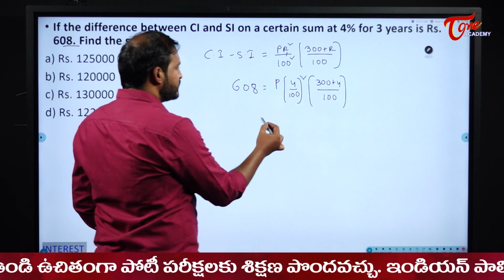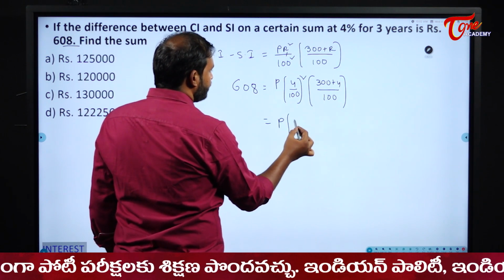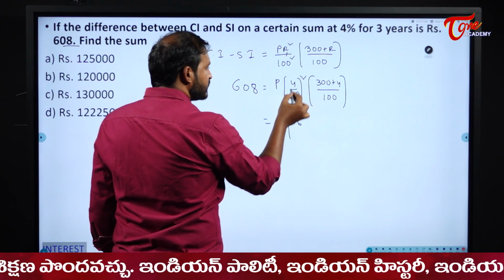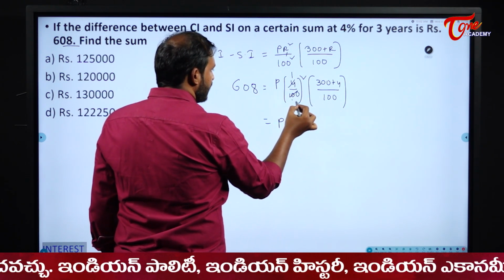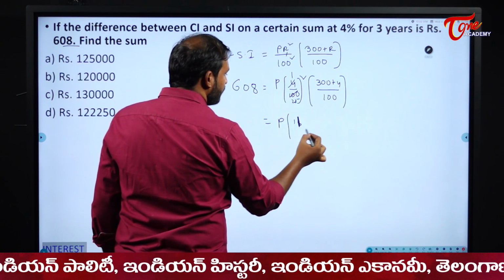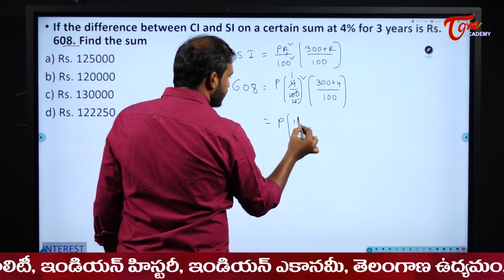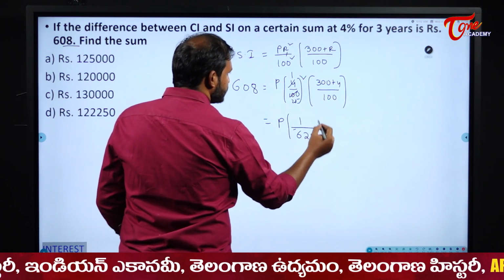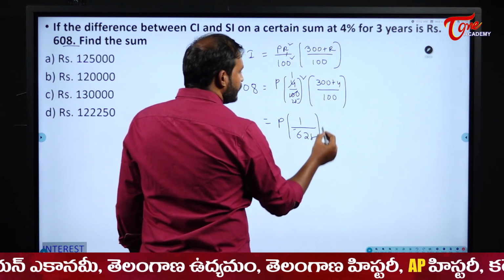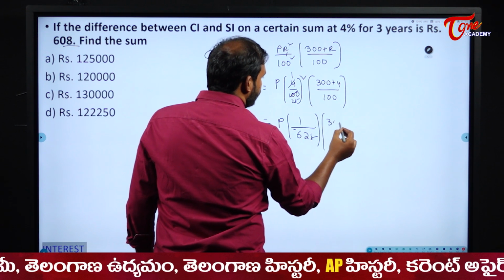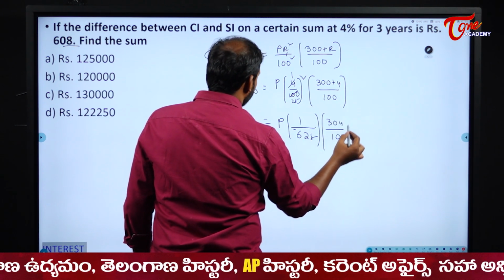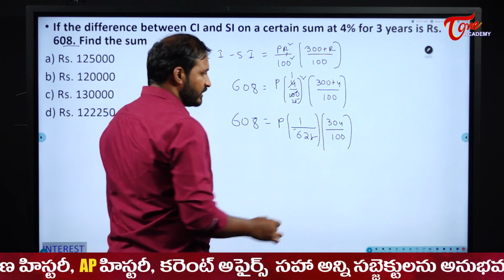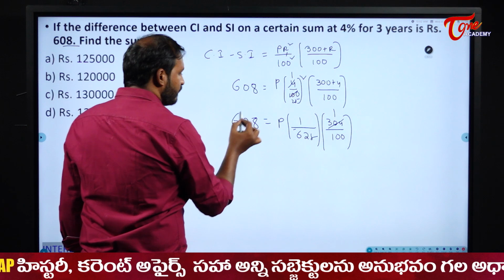Okay. Now what happens to this, students? P into 16 or else 4 ones, 4 twenty-fives. Okay, I will calculate it. So this will become what? 1 by 625. This will become 1 by 625 for us. 1 by 625 into 304 by 100. This is equal to what? 608. So 304 1 times, 304 2 times.